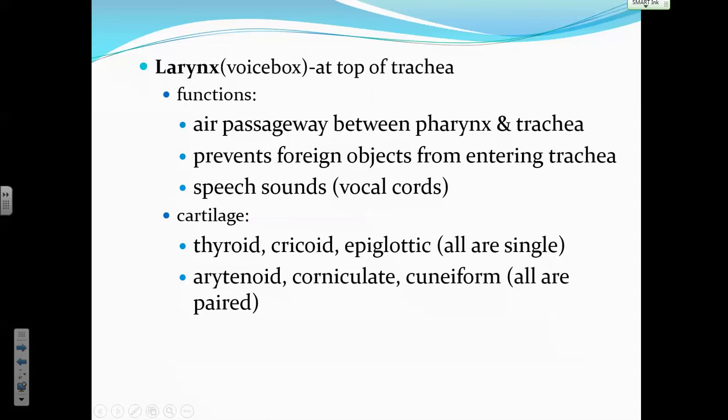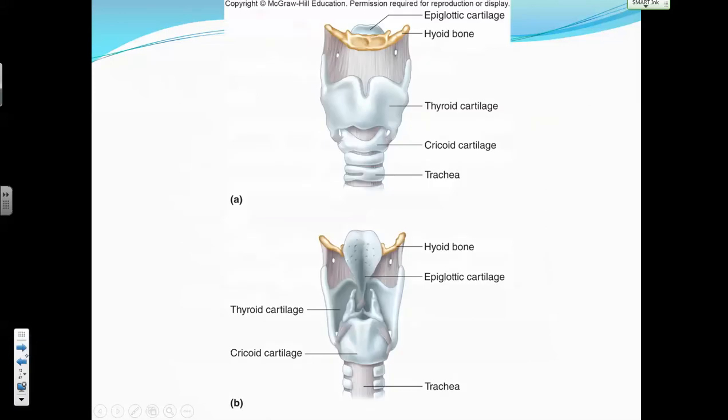And the others, the arytenoid, corniculate, and cuneiform, they're very tiny. Some of those are connected to the vocal cords. They're just within it, and we're not going to locate those, but you need to know that they're present. Okay? All right, and so here you see at the top a picture, an anterior view.